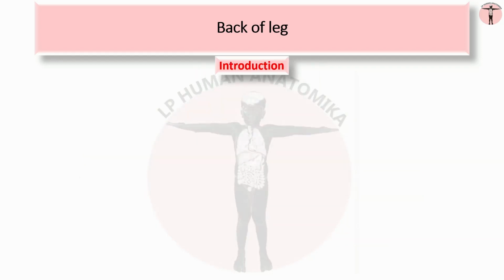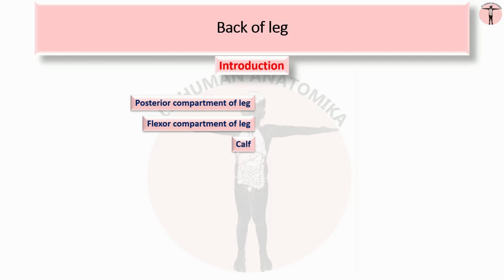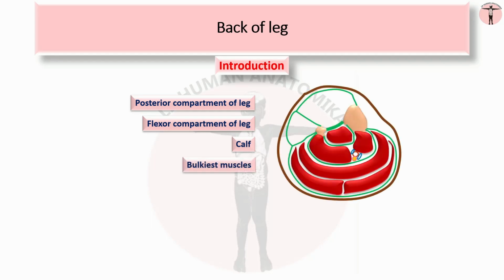The back of the leg is also called as posterior compartment of leg or flexor compartment of leg or the calf. The muscles are bulkiest in this compartment since the muscles function against the gravity.